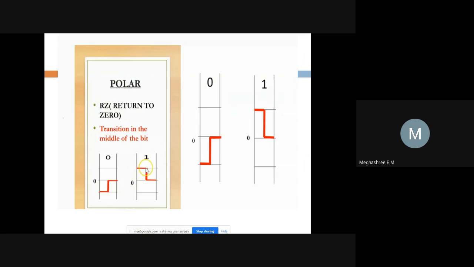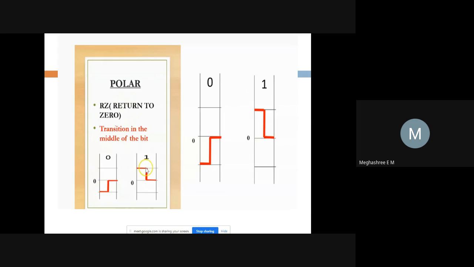So what is the next method? Under the polar scheme only, the next method is return to zero. Do remember, even this method is used to convert digital data to digital signal. So what is the rule you need to follow here while converting digital data to digital signal? That is a transition in the middle of the bit.